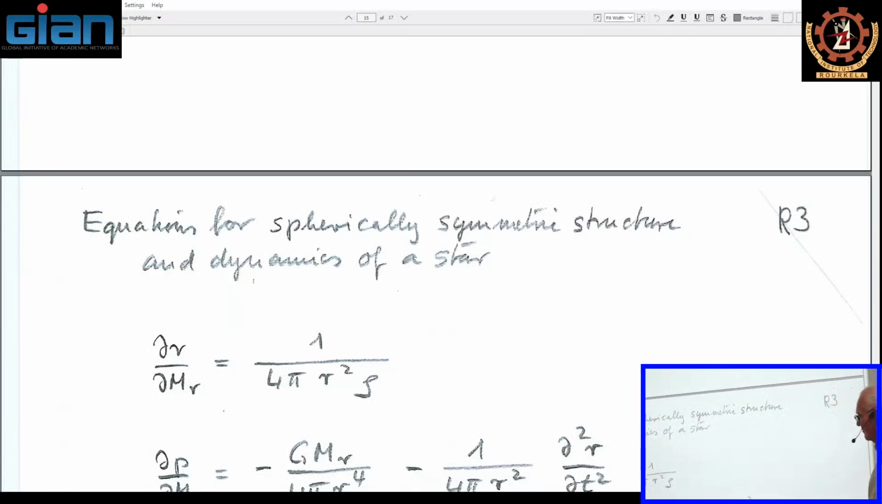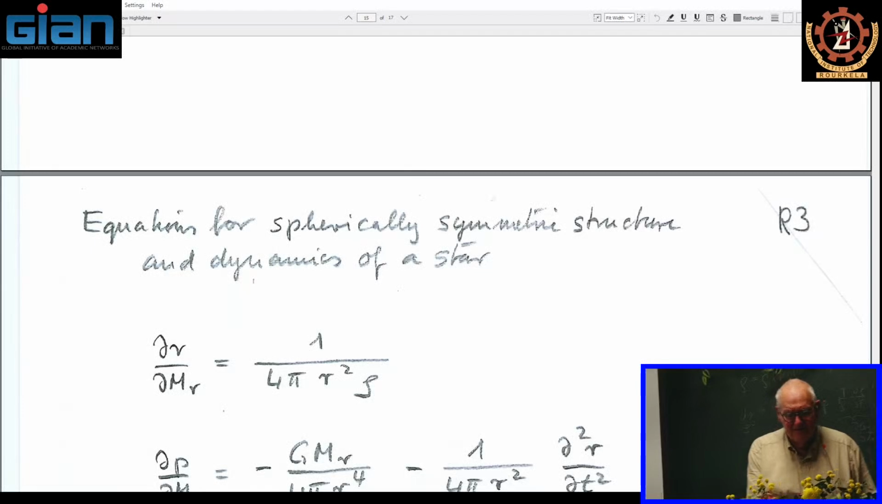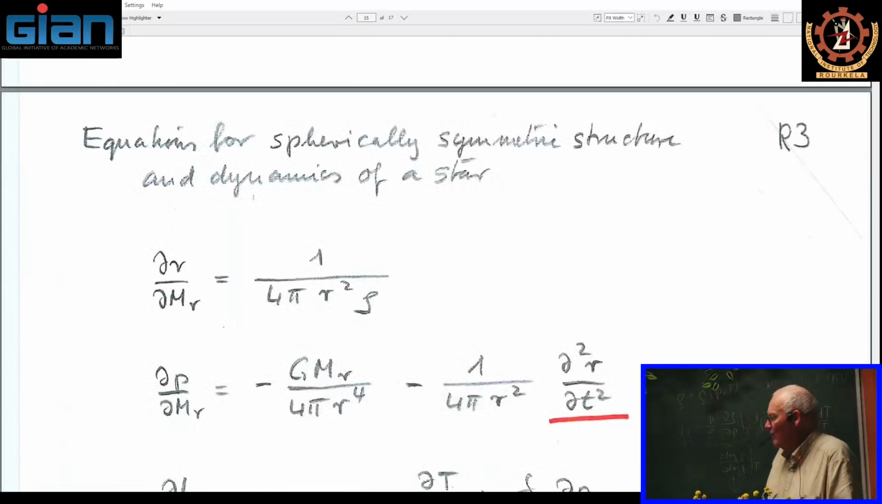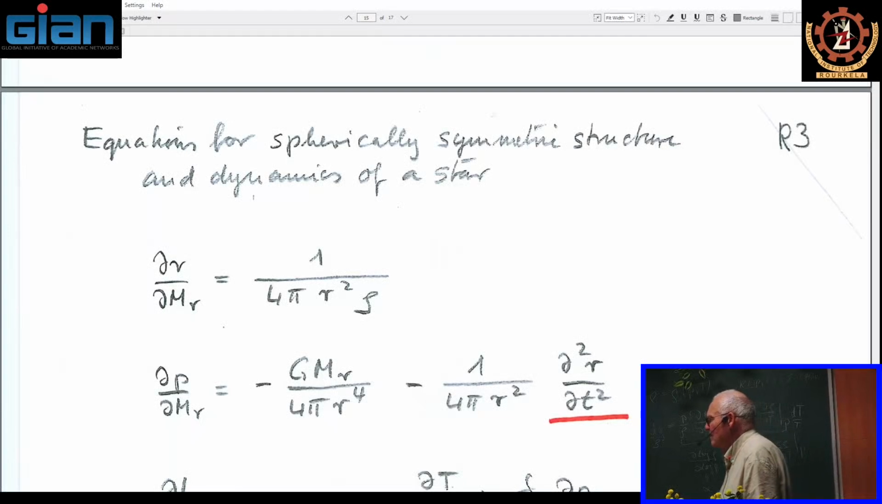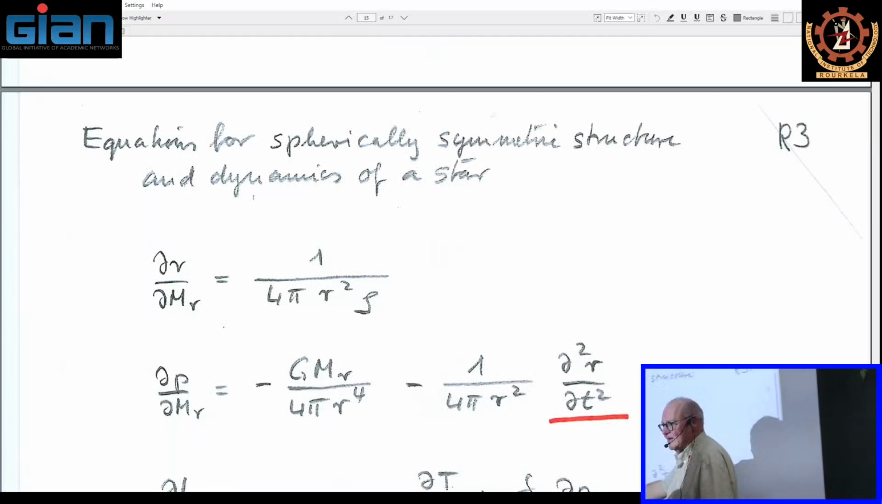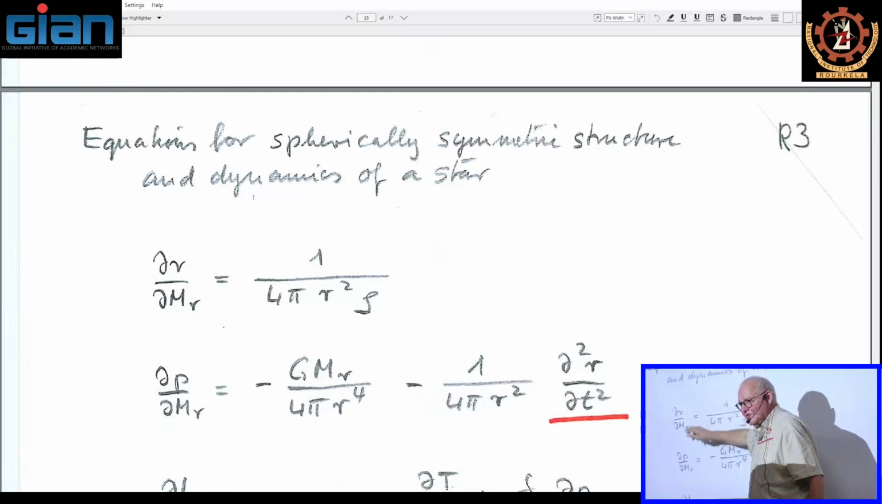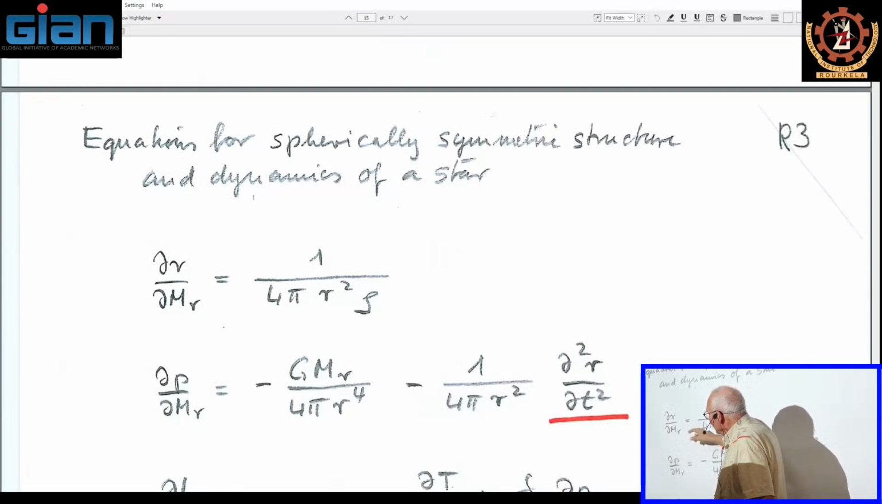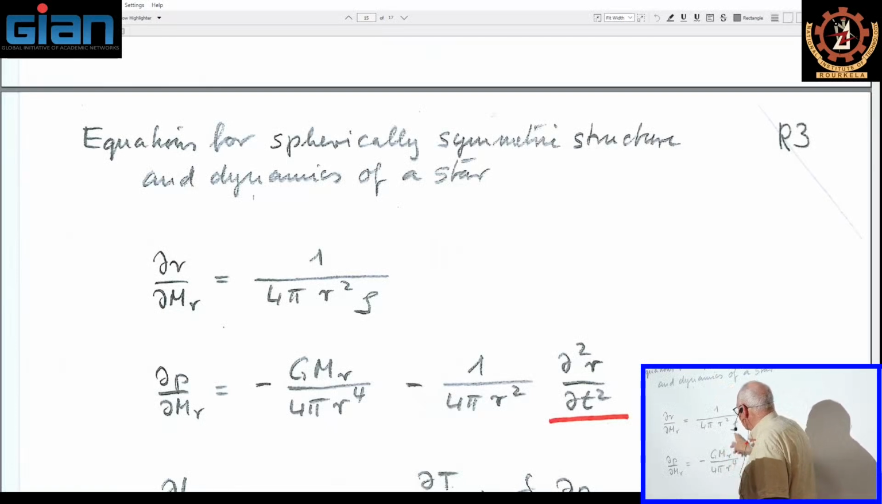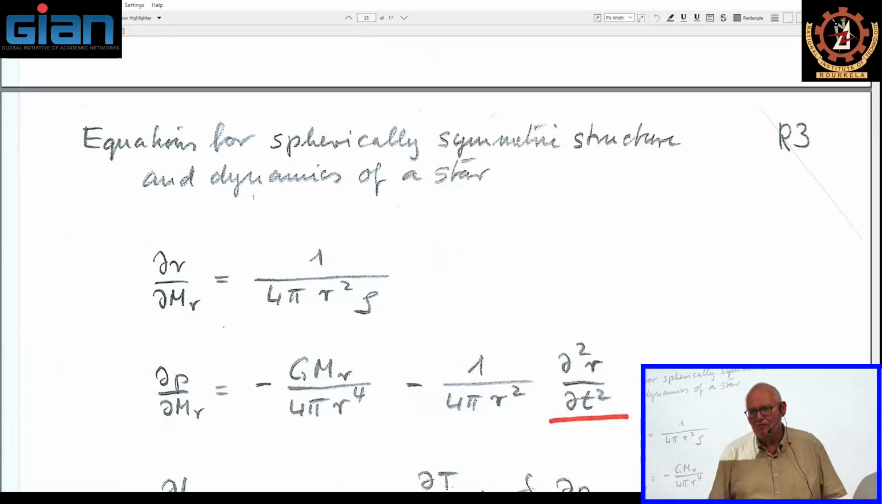What we are now doing, we replace the pressure gradient, which is appearing in the Euler's equation. We replace dP by dr by dP by dmr using this as a transformation equation. So you just have to multiply d by dr by this expression, and then you automatically have the dP by dmr. You get this factor 1 over 4 pi r squared for the gravity. The gravity is now written as minus GM over r squared.